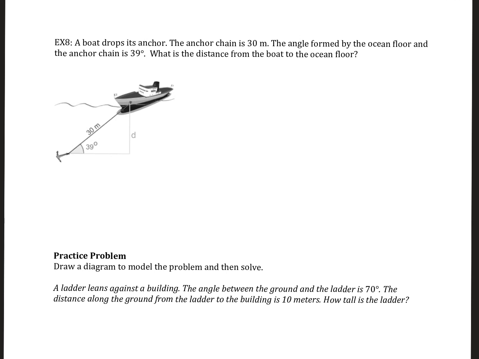So now, the last example, example 8. A boat drops its anchor. Okay, so you have a boat, drops its anchor, and usually what happens, once the boat drops its anchor, I don't know if you've seen Pirates of the Caribbean, the boat still continues a bit of a ways, right? Why? Because the anchor needs to catch hold of something. So an angle is created. The anchor chain is 30 meters. Okay, so we know the length of the chain, it's 30 meters. The angle formed by the ocean floor, this right here, it's the ocean floor, and the anchor chain is 39 degrees. That's the angle formed. What is the distance from the boat to the ocean floor? So we want to find D.